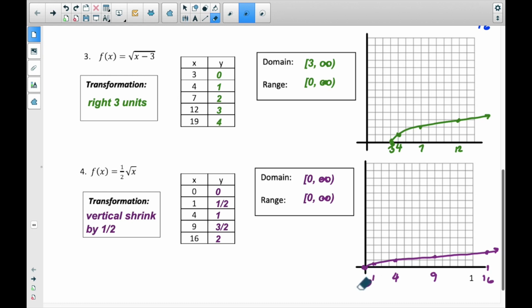My domain is still from 0 to infinity, on both the domain and the range, because my square root of x is the only thing under that square root sign.